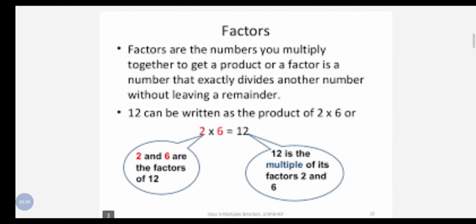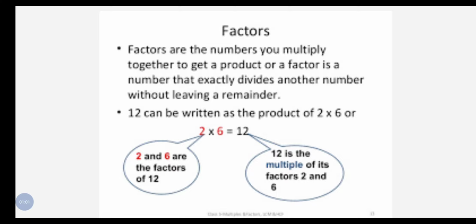See, factors are the numbers that we multiply together to get a product or a number. Okay, so in simple words, factors are the numbers that we multiply to get another number. As you can see here, 2 multiplied by 6 is equal to 12. So 2 and 6 are the factors of 12 and 12 is the multiple.